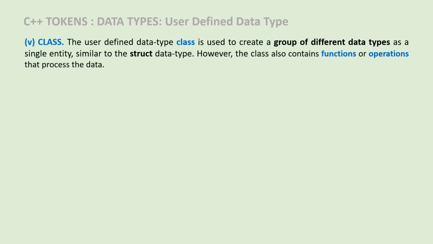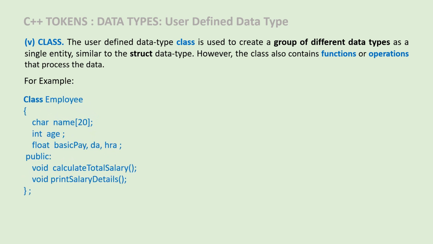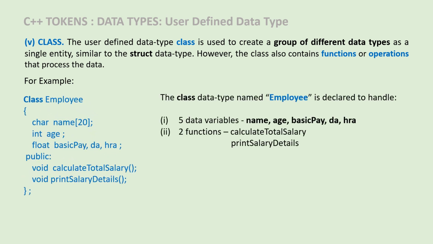Class. The user-defined data type class is used to create a group of different data types as a single entity, similar to the struct data type. However, the class also contains functions or operations that process the data. For example, the class data type named employee is declared to handle 5 data variables. Name as char, for max 20 characters. Age as int, to handle integer values. Basic pay, DA, and HRA as float, to handle decimal numbers.